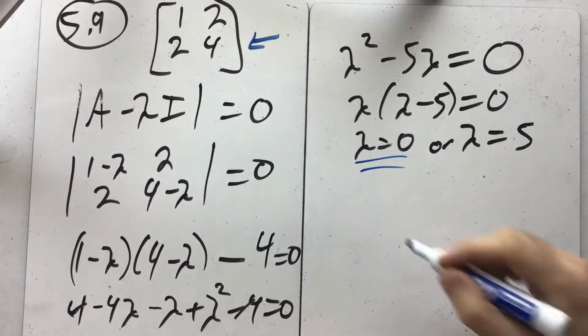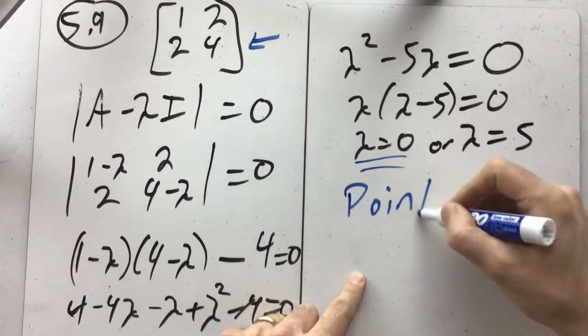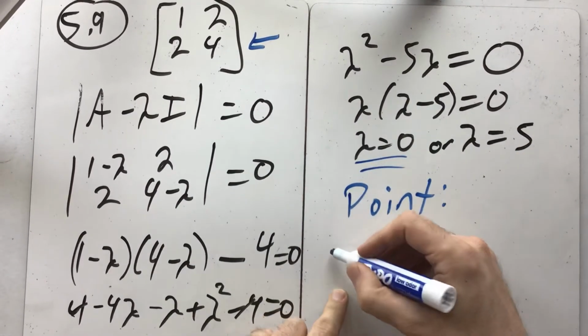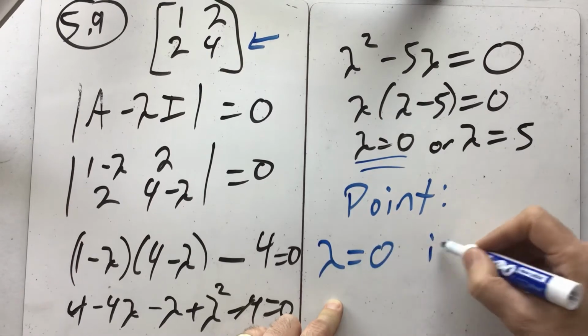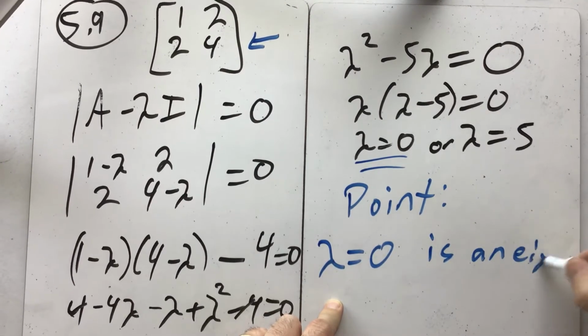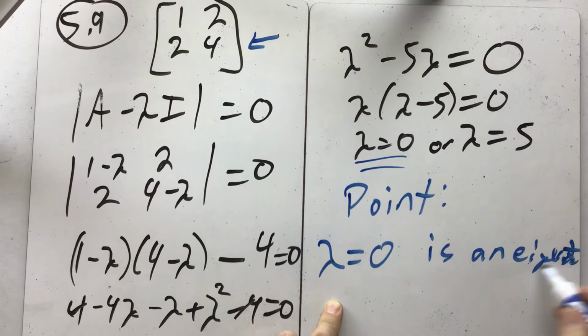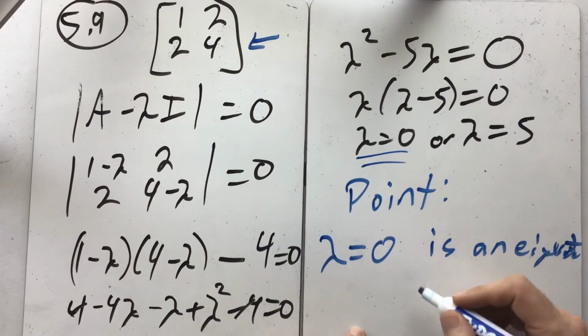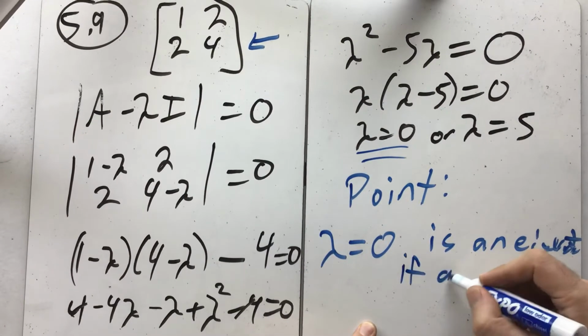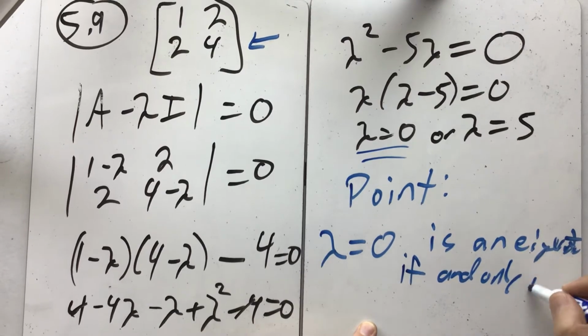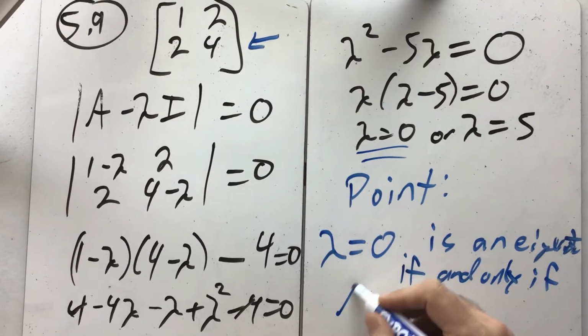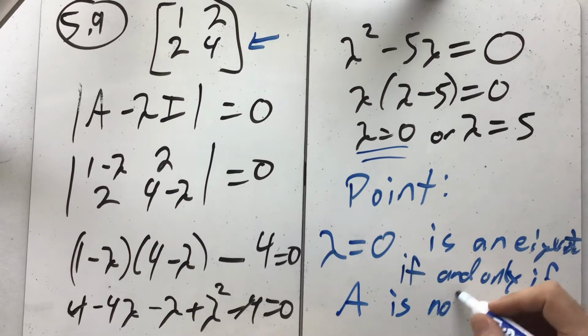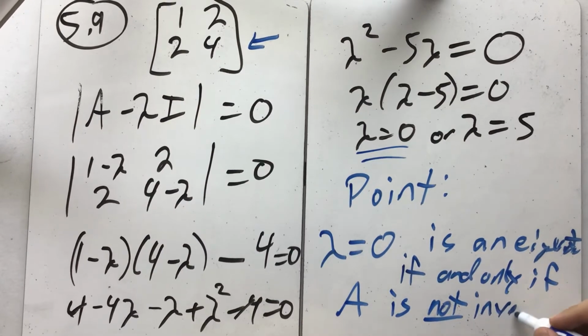So let's make a quick point, and it is that lambda equals 0 is an eigenvalue, sorry, that's supposed to be the word eigenvalue, if and only if A is not invertible. So what does that mean? That means that we now have another thing to add to our list.